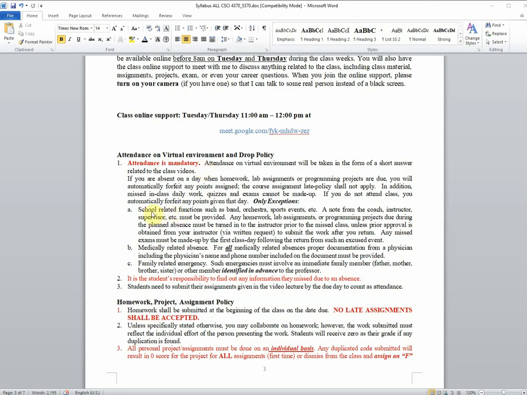The first one is school-related functions. The next one is medical-related absence. The third one is family-related emergency. No matter which one it is, you need to provide me some documents supporting your absence.